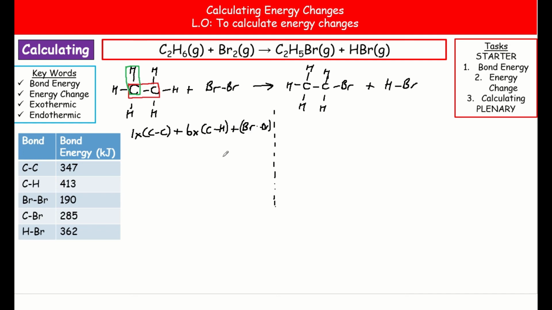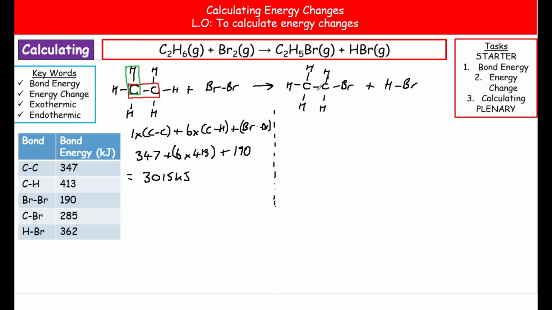bromine-bromine bond. What we then do is we look at our bond energy table down here, and we're going to change the bond names for the energies. So we've got 1 carbon-carbon, so we don't need to write the 1 again, we can just put the energy because there's only 1 of them, so 347. Then we're going to add 6 of our carbon hydrogens, which is 6 times 413. And then we've got 1 bromine-bromine, which is 190. Type it into your calculator, and hopefully we would get an answer of 3015 kilojoules.